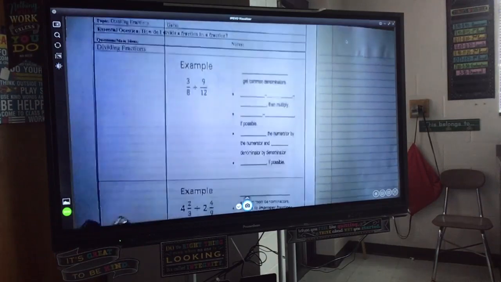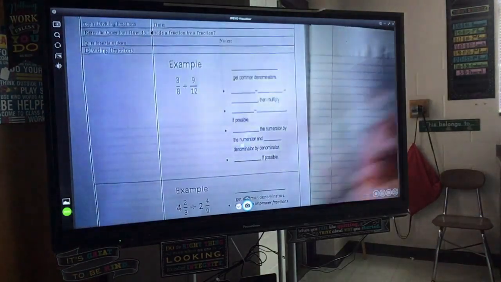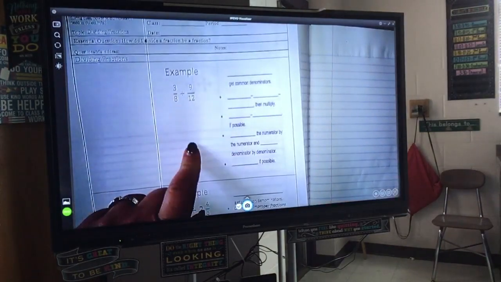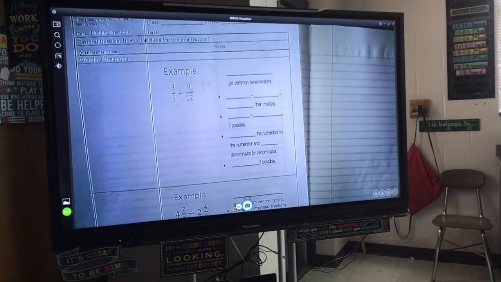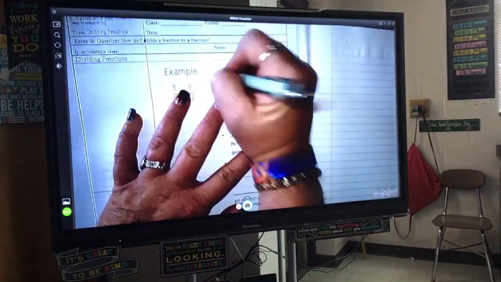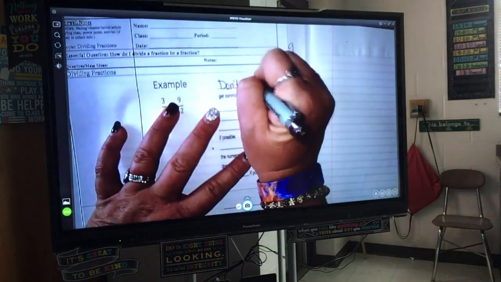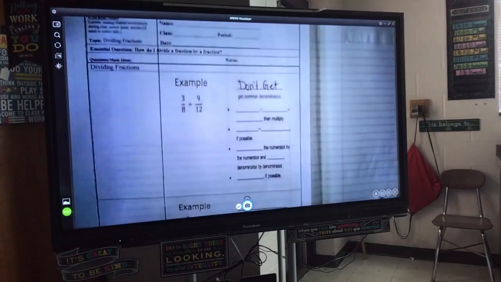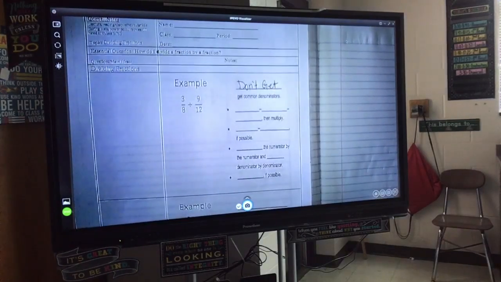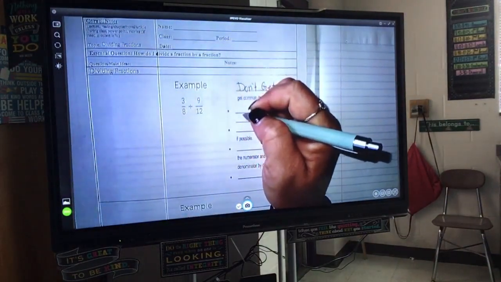All right, so we are going to do some fill in the blank notes, which obviously there's blanks, we're going to fill them in. And then we are going to solve the example right on our sheet. When you are dividing, you don't get common denominators. It doesn't matter if your denominators are the same or not. Okay, so do not worry about making them the same.